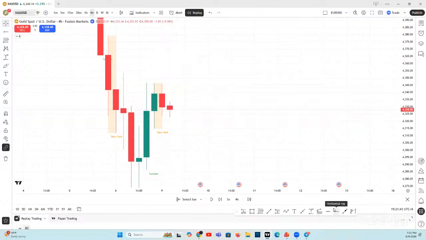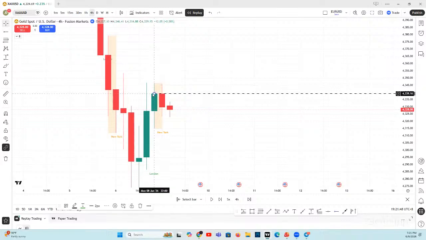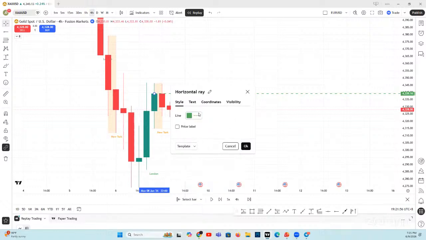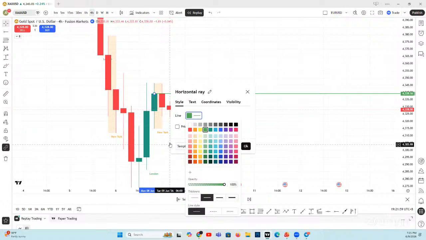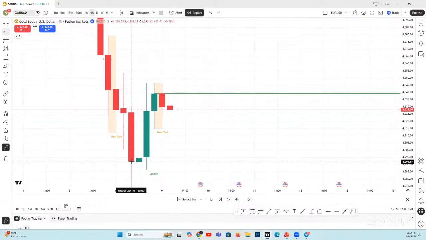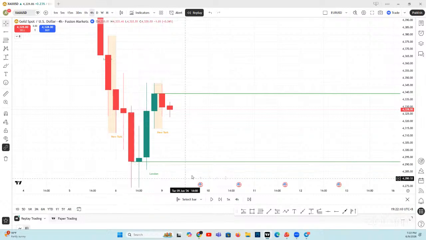Before everything else, I highlighted all my SNR, green, red resistance. We will change this to green because green is H4 for me, and the solid line. That's my resistance. Horizontal ray again, red, green, support. Now, at that time this morning, this was the price action. So I went one time frame lower.